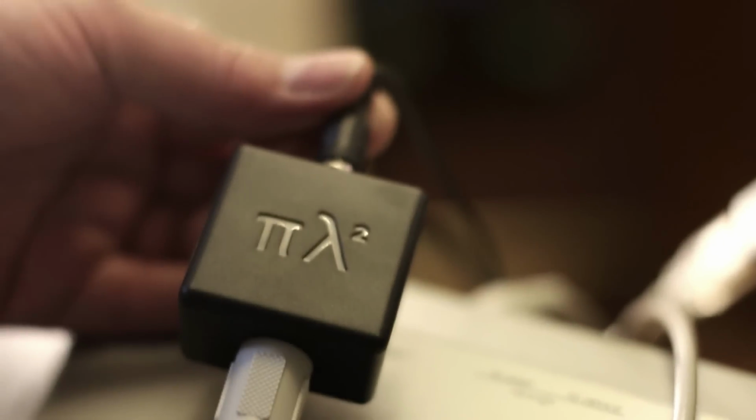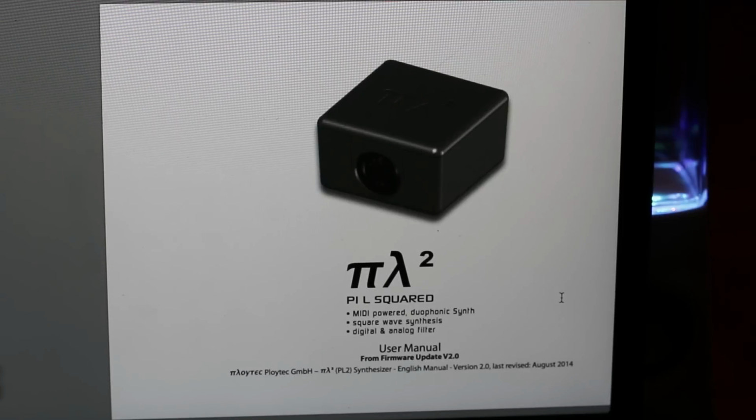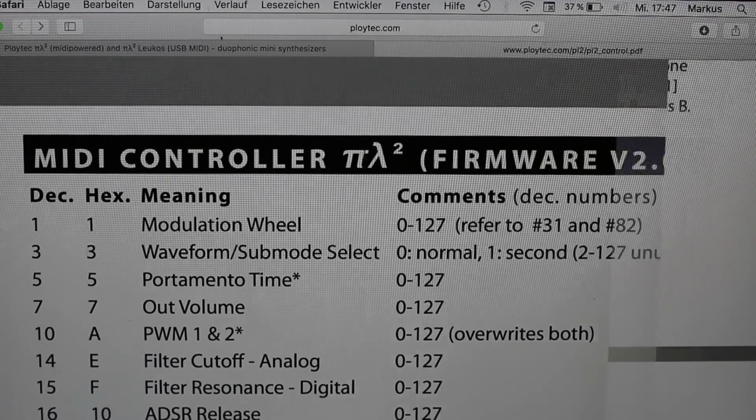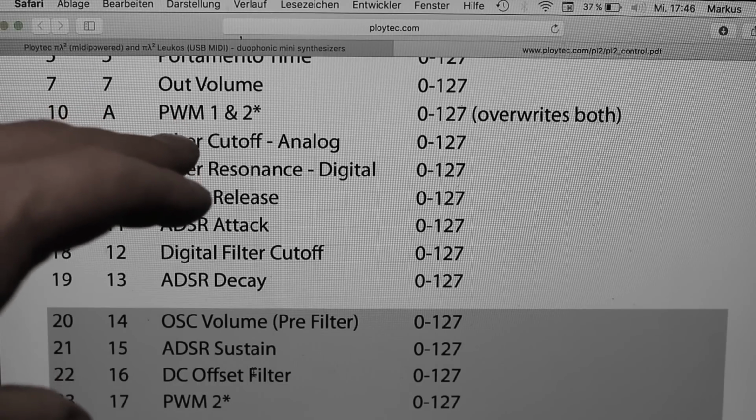Basically, you build your waveforms by changing the pulse width control. Again, you can always use the pulse width 1 and 2 controller, which changes both at the same time.